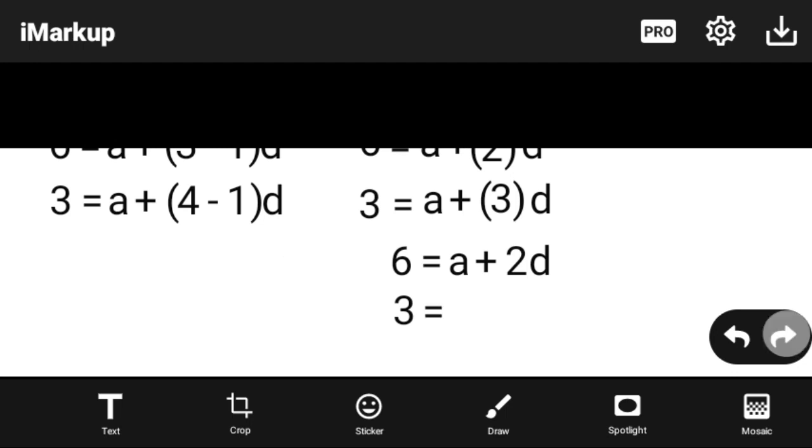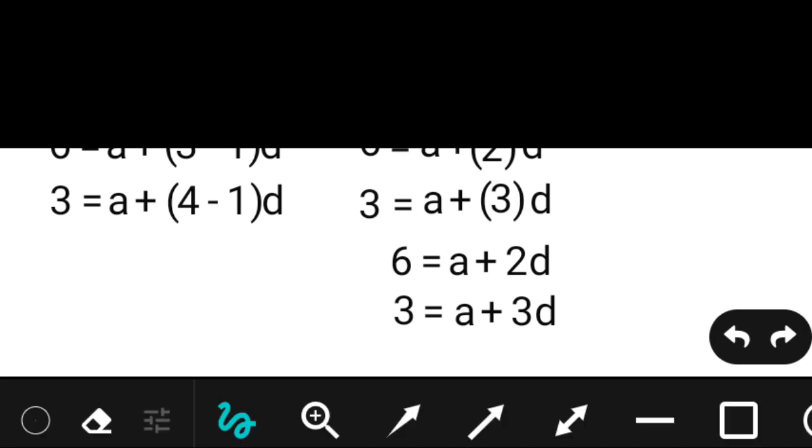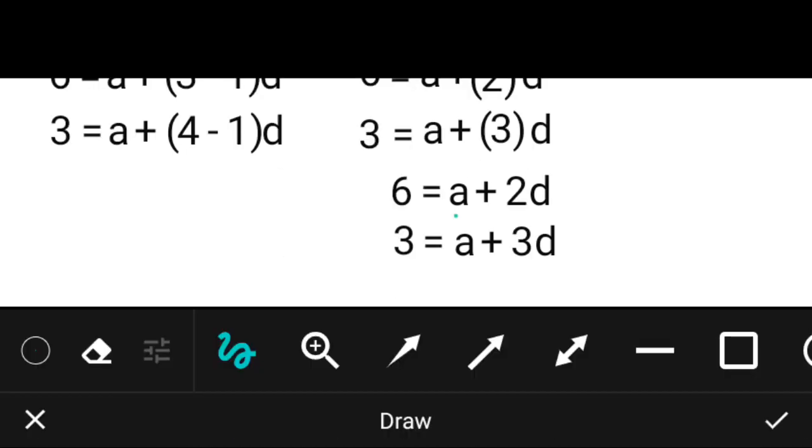So we'll have 3 is equal to a plus 3d, like that. Then from there now, we can proceed. I'll move this part to the left side. Then this 6, the positive 6 there, will go to the right side. Equally, this part here, I'll move it to the left side. Then the positive 3 there, I'll move it to the right side.